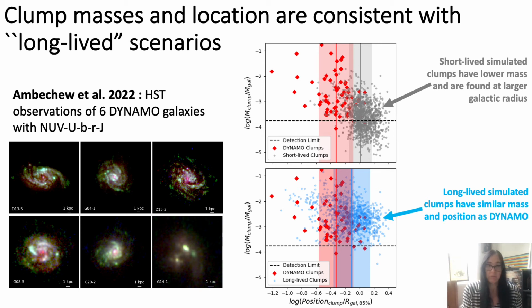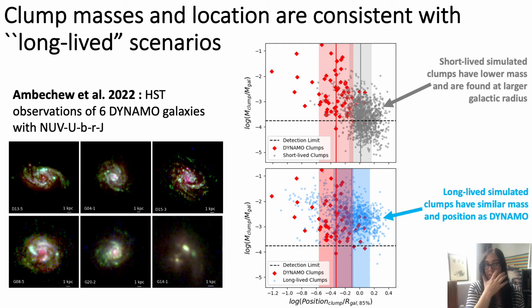And this was done by Liu Ambachu, my student here at Swinburne. And what you're looking at in the middle is, again, the clump mass versus the position in the galaxy. And the large number of points represents different models from the Mandelker simulation. So the gray points in the top figure are a scenario for short-lived clumps.